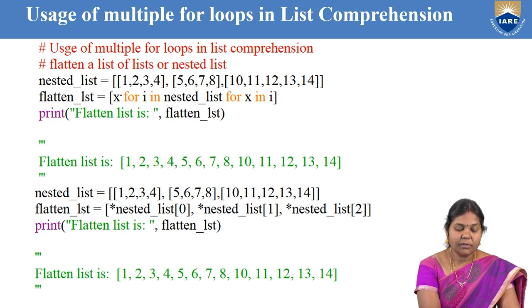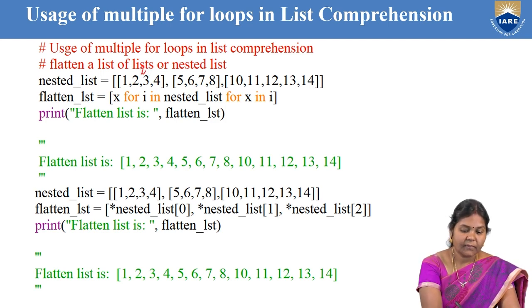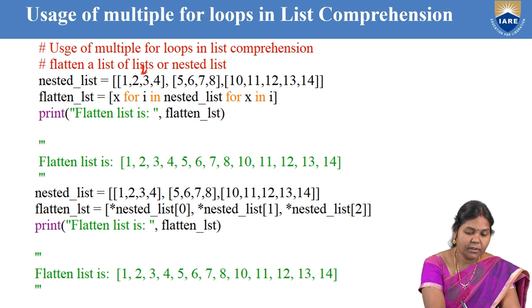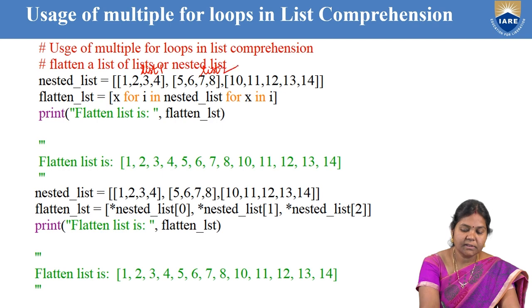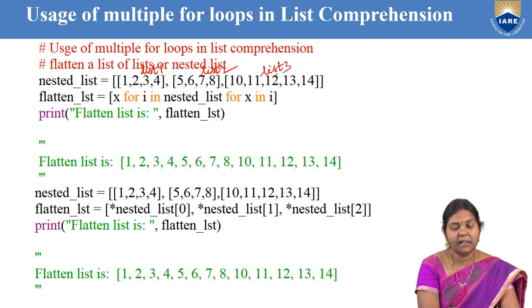The first line says that it is a nested list containing 1, 2, 3, 4 as a list. This is your list 1. Similarly, 5, 6, 7, 8 is list 2. This is your list 3. I want to flatten all the lists and prepare a single list. So, how to do that?